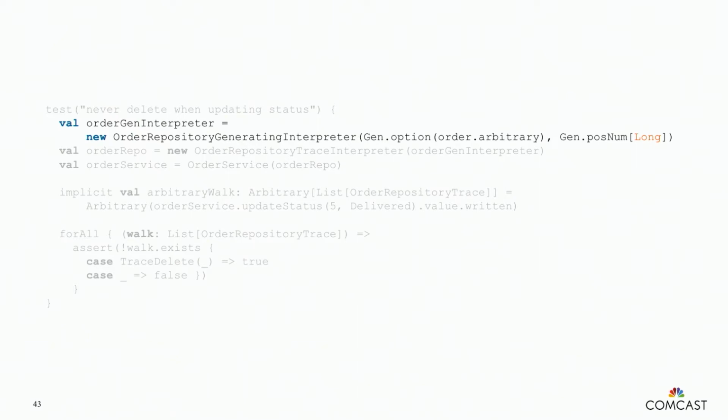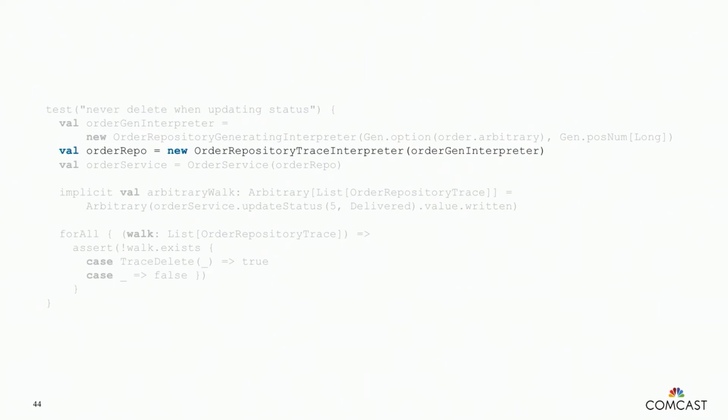So we're going to build our interpreter, right? We want an order gen interpreter. So we give it our gen option. Luckily, Scalacheck is in use in the Scala Pet Store, so we already kind of have an arbitrary instance of our order that we need. Basically, we can generate orders whenever we want. Scalacheck gives us the ability to generate options of things that we can generate. We're good to go. And also, positive numbers. Pretty straightforward. We'll build our trace interpreter wrapped around that gen interpreter.